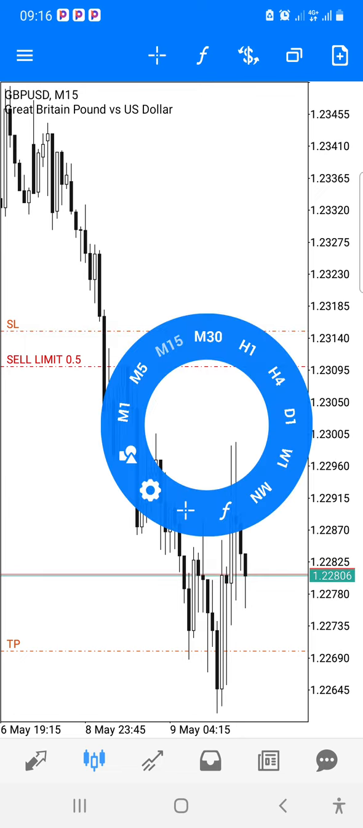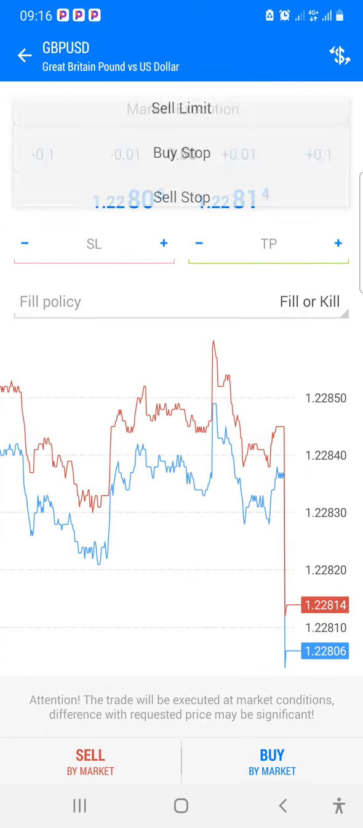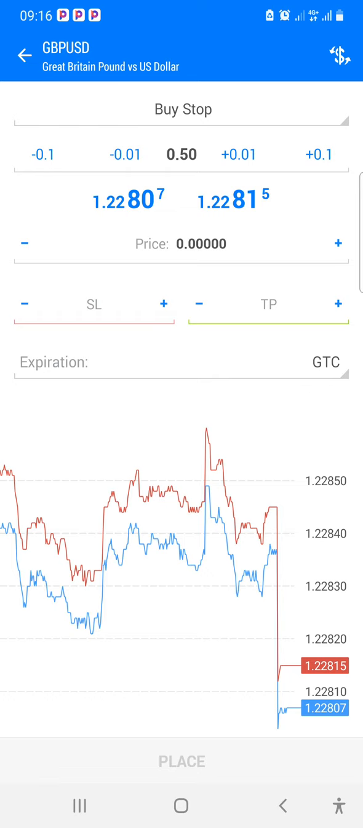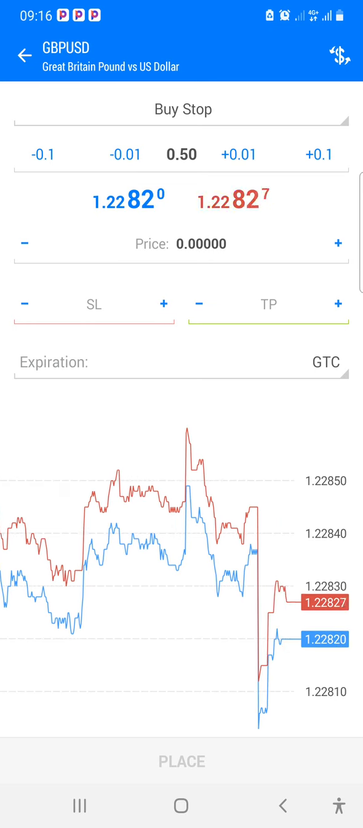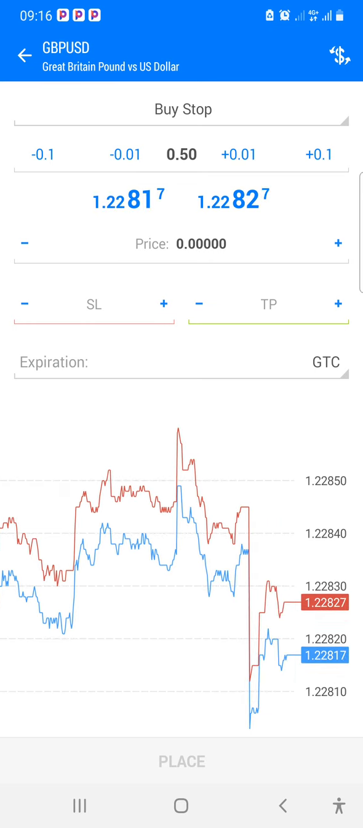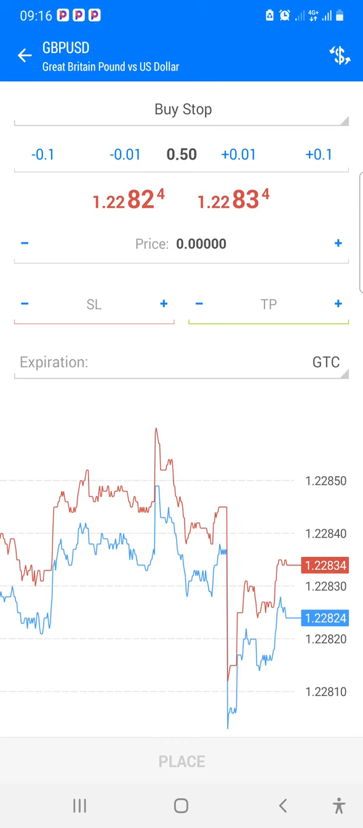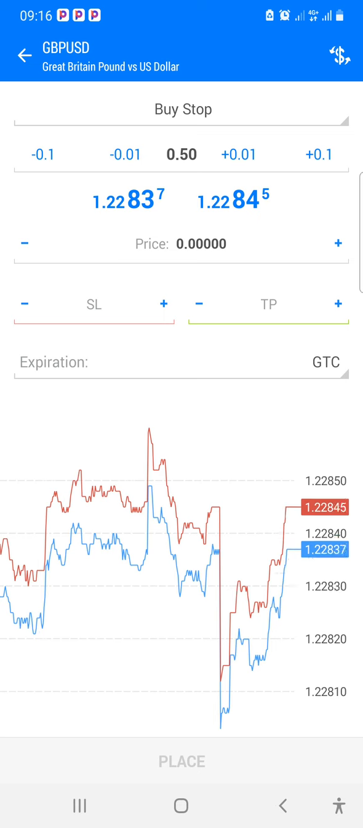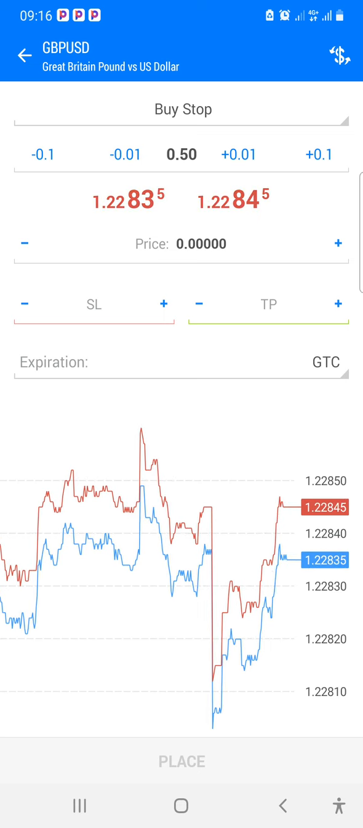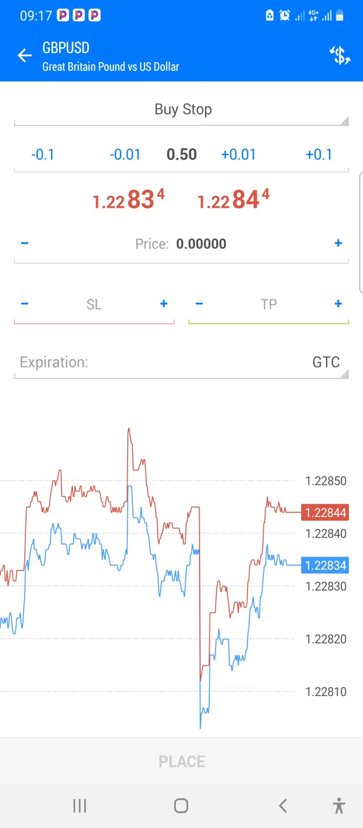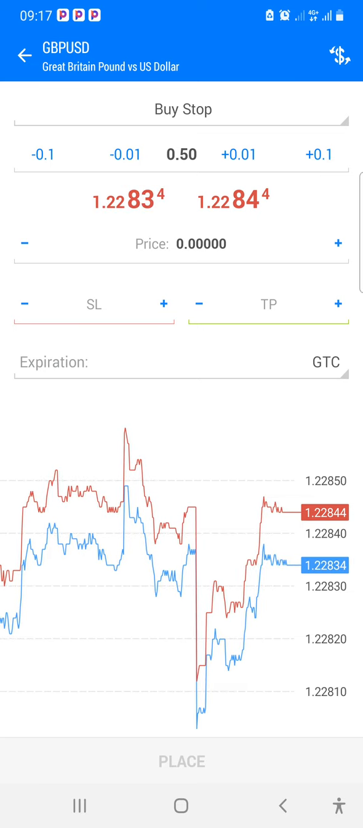So let me go to the last one, which is buy stop and sell stop. The buy stop means that you want to buy at a price above the current market price. It's like you are following price. Normally I don't use it, but if you're not going to be around, you can use it. This is what I mean by that. So price is currently at 1.2283.